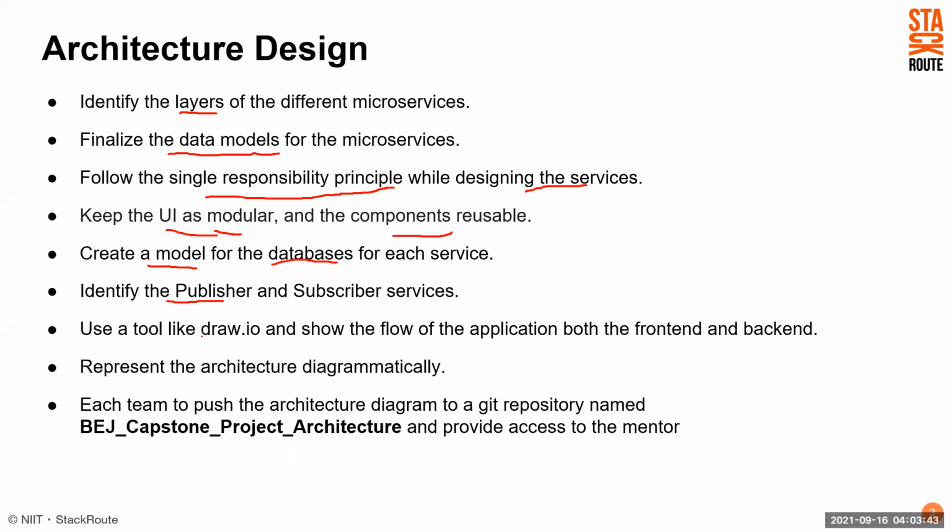Next, draw a diagram using some online tools. The example given here is draw.io, and you should show the flow of the application, both the front end and back end. So your architecture should be represented diagrammatically. Is that clear?